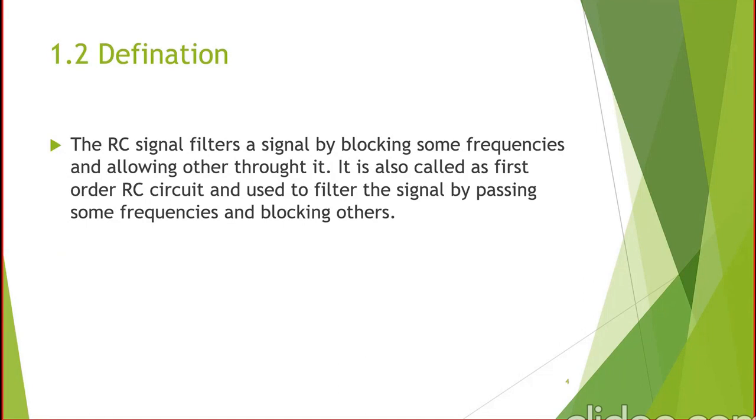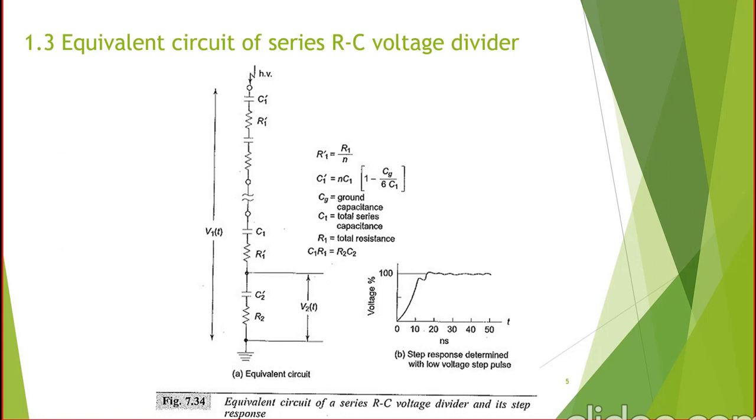Next one is the definition. The RC circuit filters a signal by blocking some frequencies and allowing others through it. So it is also called a first order RC circuit and is used to filter the signal by passing some frequencies and blocking the others. The next slide is going to be explained by Sayali.